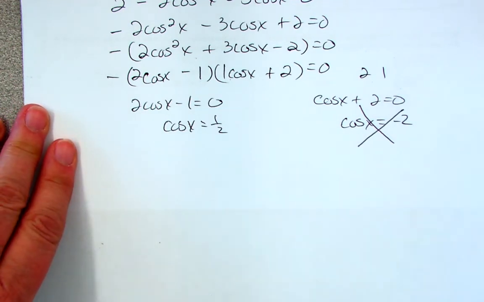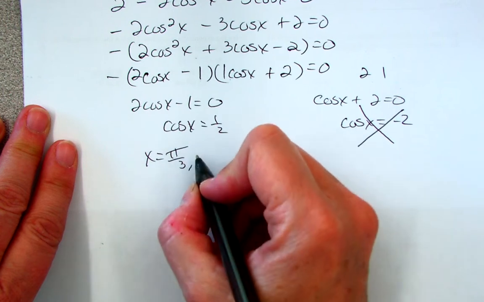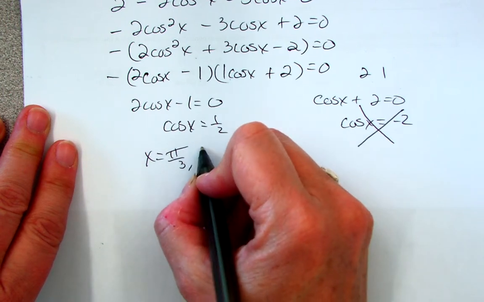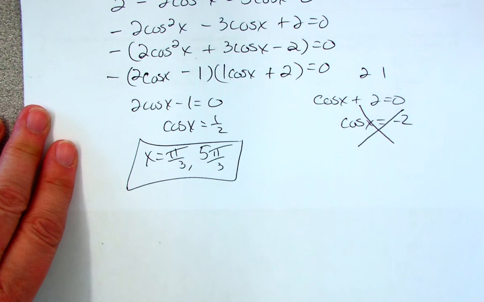Let's see. Cosine, where it's positive, is 1 and 4. And that would be, what reference angle do I want? Pi over 3, right? So x equals pi over 3 for quadrant 1. And for quadrant 4, that would be 5 pi over 3. Right? I'm going to put that in set notation. Just didn't do that. Yes?